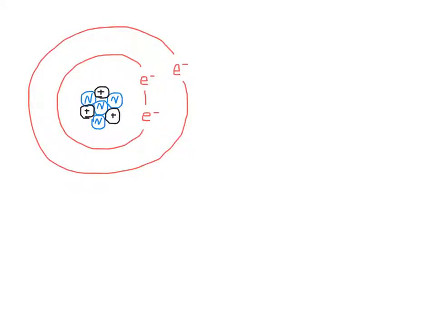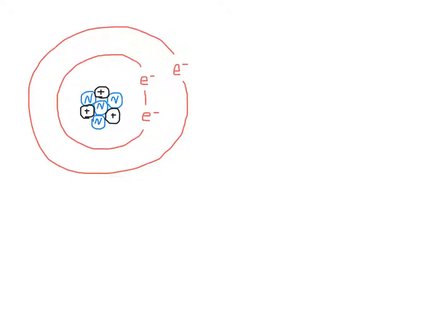In this video, we're going to discuss nuclei and nuclear reactions. First, we'll start with a simplified cartoon of a lithium atom. Here we have 3 protons, 4 neutrons in the nucleus, and 3 electrons.